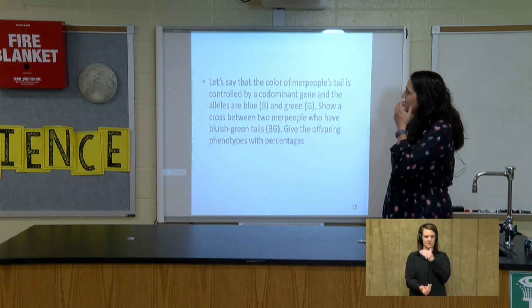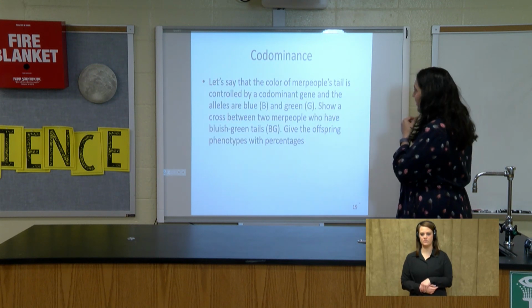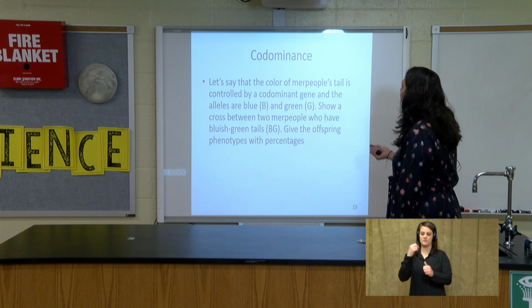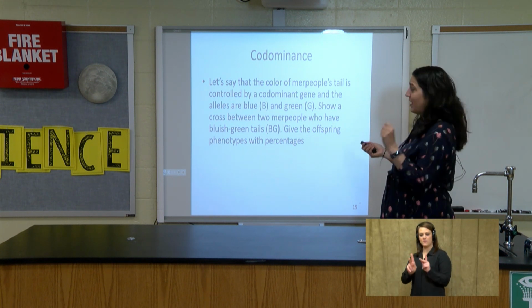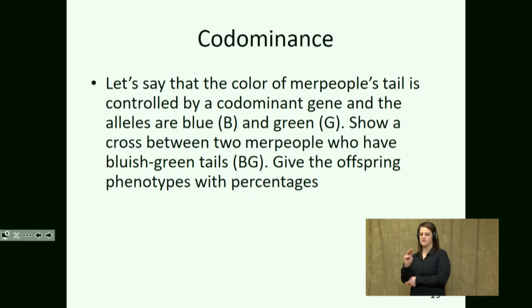All right? So if we were going to do this in a problem, we have the merpeople's tail, again, is controlled by a codominant gene, we tell you here. Your clue, if it did not say codominant, you have two different letters. You see it there in the problem. Blue is B and G is green, and they're both capital. That is your clue. Show a cross between two merpeople who have blue-green tails. All right, heterozygous. What are the phenotypes and their percentages?